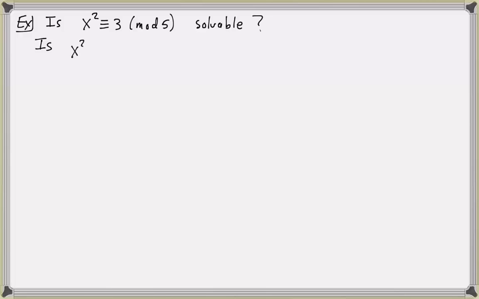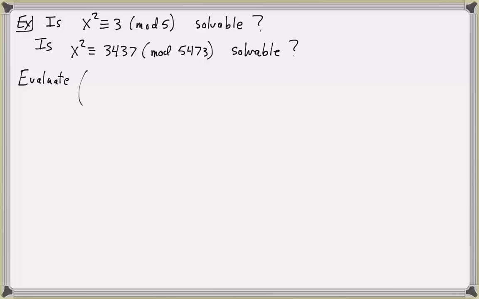So is x squared congruent to 3,437 mod 5,473 solvable? Well, to answer this question, we will evaluate the Legendre symbol 3,437 over 5,473.